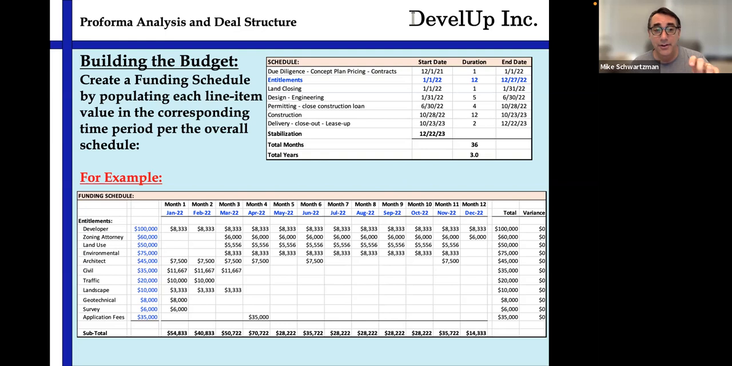If you take your entitlement costs and you lay them out month by month in a spreadsheet and you figure out who comes in when and when costs go down, you can get your total. You can then check it to make sure you don't have a variance. So you know your total in the spreadsheet and the line items equals your budget. You can then create a full funding schedule from beginning to end.